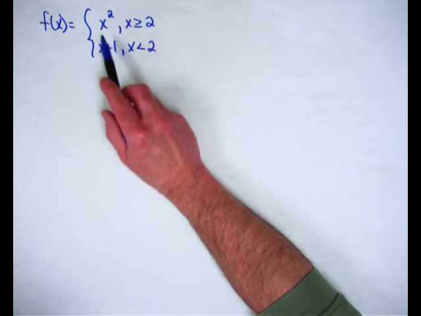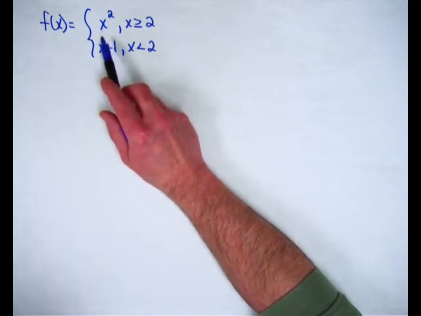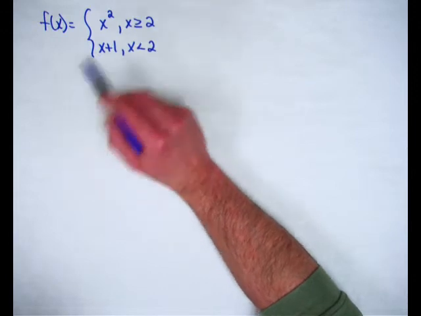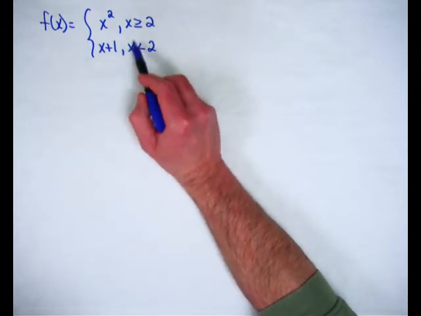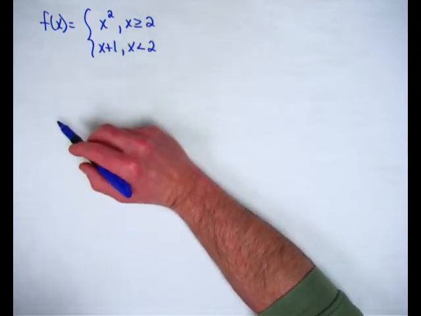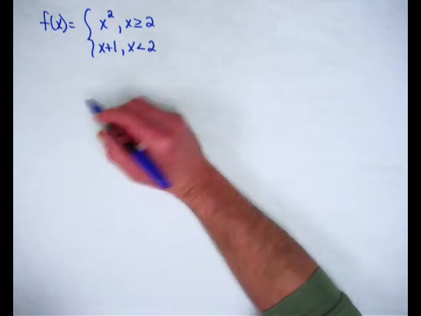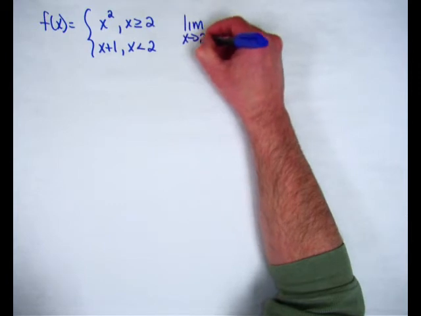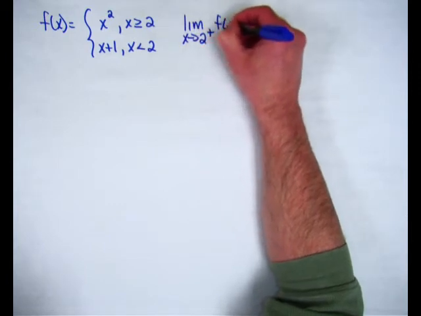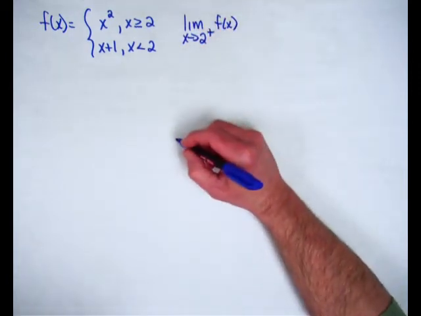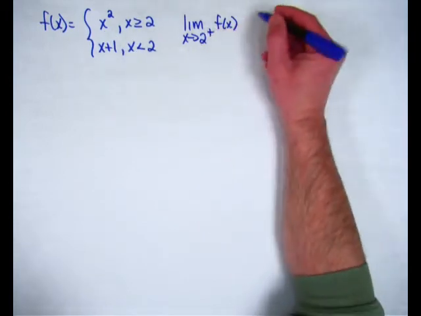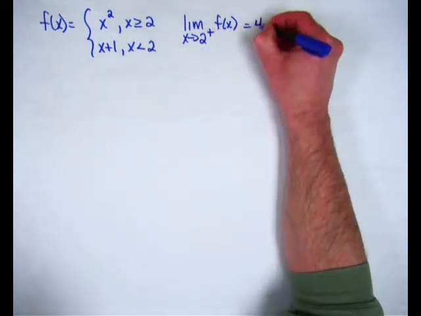Well, these are both polynomial functions, so we don't have to worry about them being continuous or not. We know that all polynomial functions are continuous. But what about where they meet, or where potentially they don't meet, at x equals 2? All you would do here is ask yourself, what's the limit as you approach 2 from the right of this function? If you come in toward 2 from the right, then the function is behaving as if it was x squared. So you would just plug 2 into x squared, and the limit would be 4.